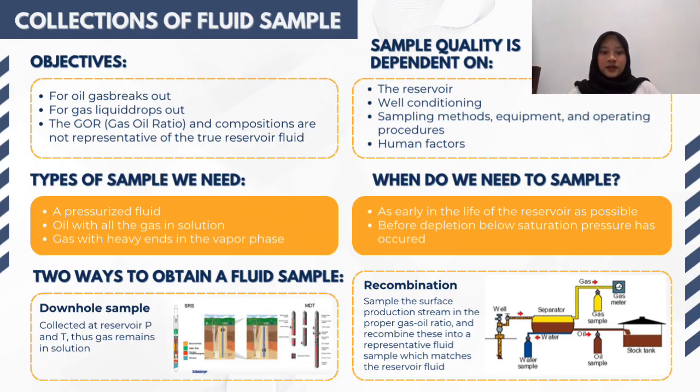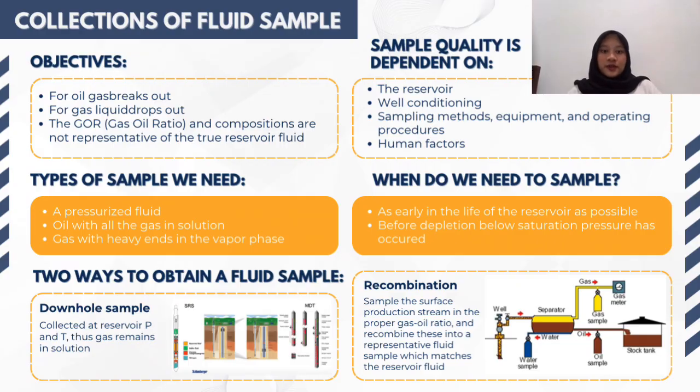Lastly, gas with heavy components remaining in the vapor phase. If the pressure drops too low, heavy components in the gas will condense, altering the gas composition. Fluid sampling should be conducted at the right time to obtain the most accurate data.